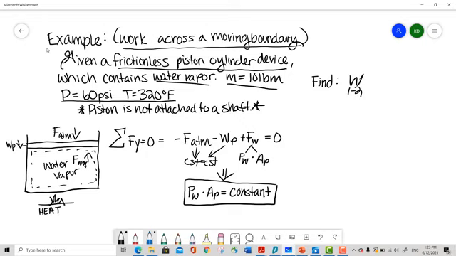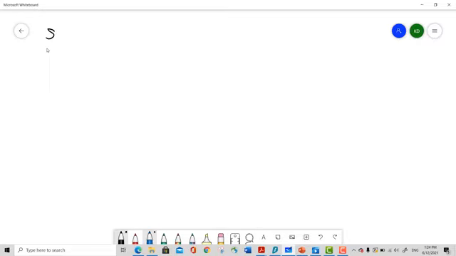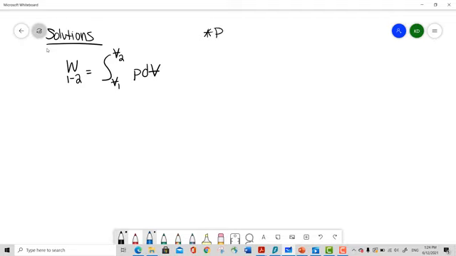Okay, and then we can start working on the solution. So if you need to take a moment and write this down, I'm going to start a new page. Okay, let me write down our solutions. We have this formula from the lecture. You've seen it, and I said that we would be working some examples. So the work is the integral from volume 1 to volume 2 of P dV. And we know again that pressure is constant.